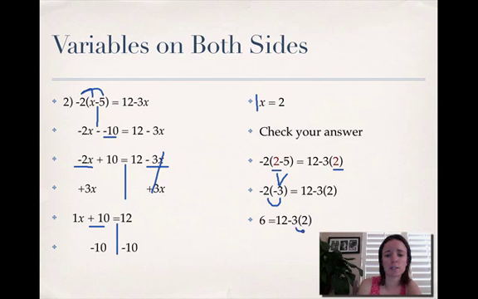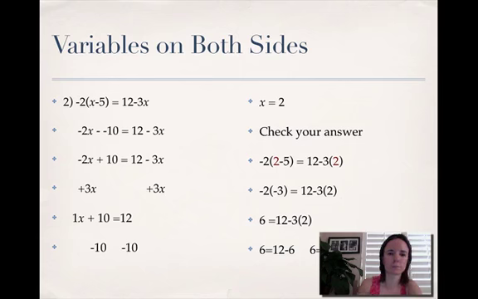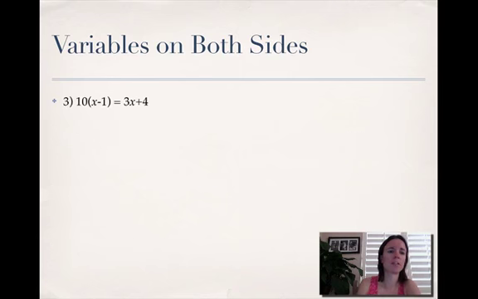Now I'm going to simplify the right. So I've got 3 times 2. It's going to be 6. So I've got 6 equals 12 minus 6. 6 equals 6. That's what I want. So that answer is correct. Awesome. So we've got one more to do together. And then you guys have some on your own. So taking a look at number 3.